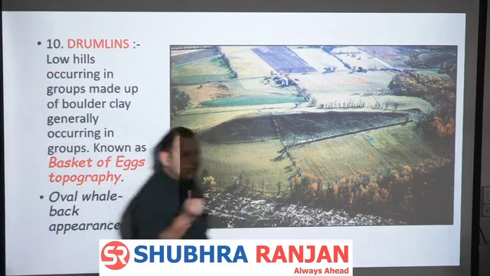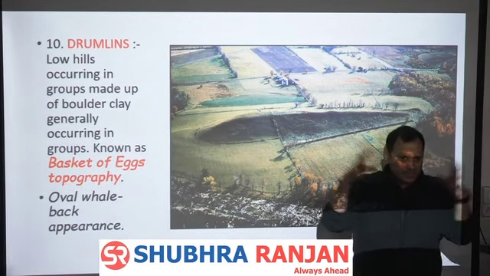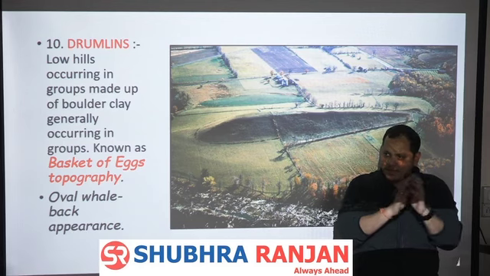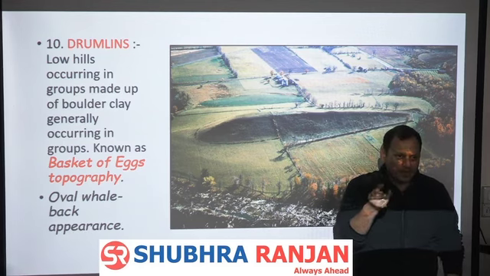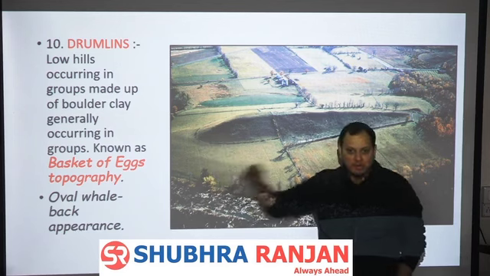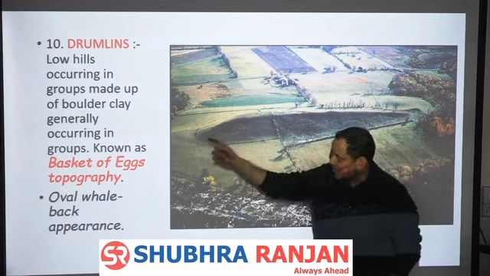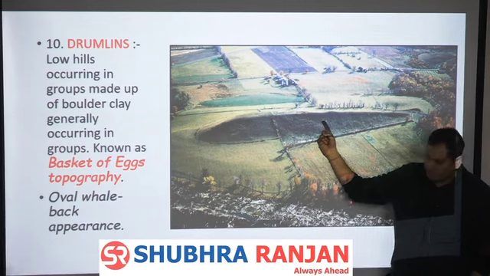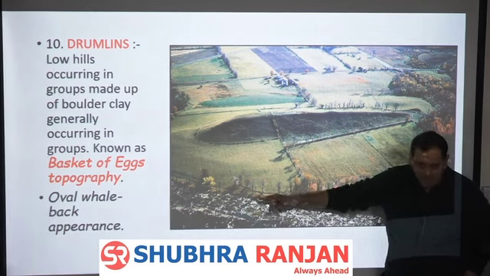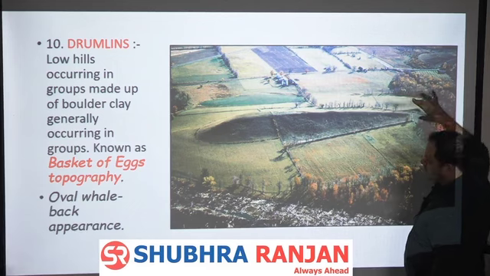Clay means very fine sediments. So jo rocks the andar, when the glacier was there, itna compress kiya ki rocks ban gaye very fine clay, aur wo deposit hua, and therefore the word is boulder clay. Boulder is rock, clay is very fine, maide jaisa. So drumlins are low hills occurring in groups, having whaleback appearance, and they are known as the basket of egg topography. This is just one drumlin which is there.